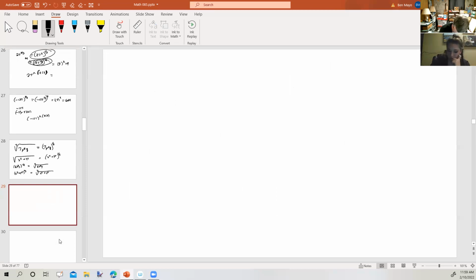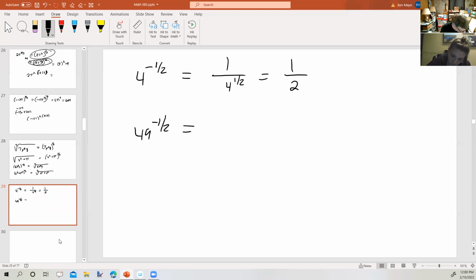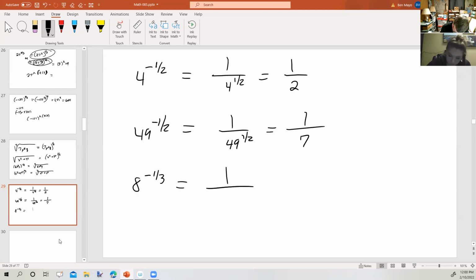All right, let's deal with some negative exponents. 4 to the negative 1/2 power would be 1/4 to the positive 1/2 power, which is 1 over the square root of 4, which is 1/2. 49 to the negative 1/2 power is 1/49 to the positive 1/2 power, which is 1/7. 8 to the negative 1/3 power is 1/8 to the positive 1/3 power, which is 1/2. Any questions there?